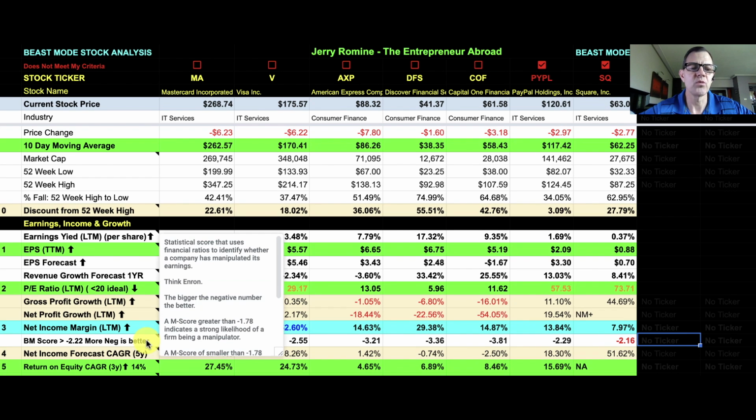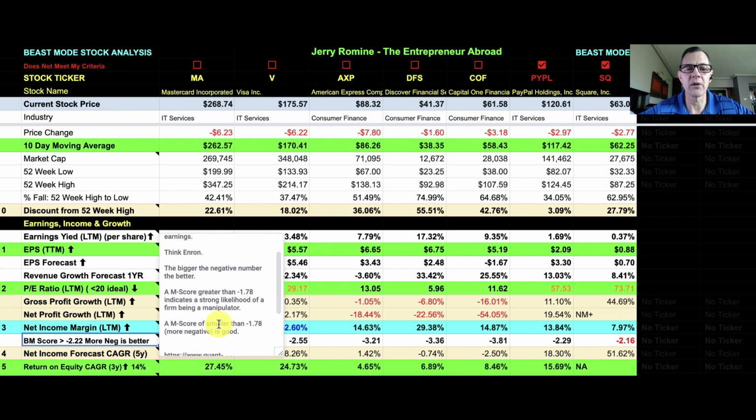The BM score is one indicator of many that I look at, and this is a statistical score that uses financial ratios to identify whether a company has manipulated its earnings. Think about Enron, and that's what we're trying to avoid. And the bigger the negative number, the better. So a BM score greater than negative 1.78 indicates a strong likelihood of a firm being a manipulator.